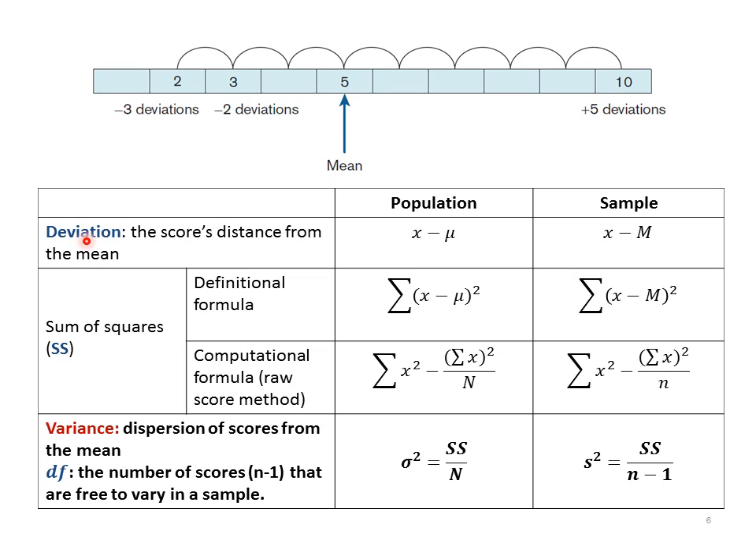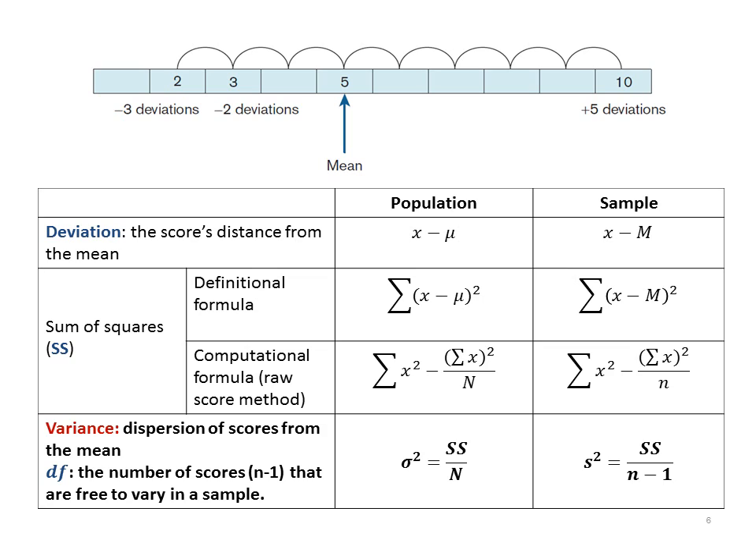Deviation is the difference of each score from the mean. So the deviation of score 3 from the mean 5 is minus 2, and the deviation of score 10 from the mean 5 is 5. If we sum up the 3 deviations, we'll get 0. And this is the 4th characteristic of mean from Chapter 3 of Central Tendency. It states that the sum of the differences of scores from the mean is 0.